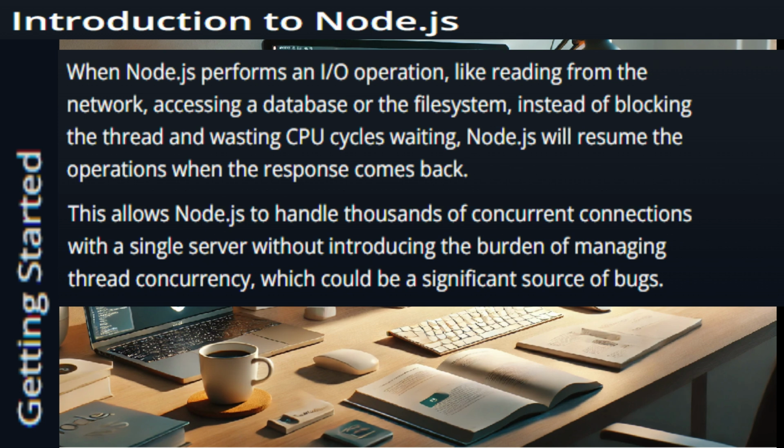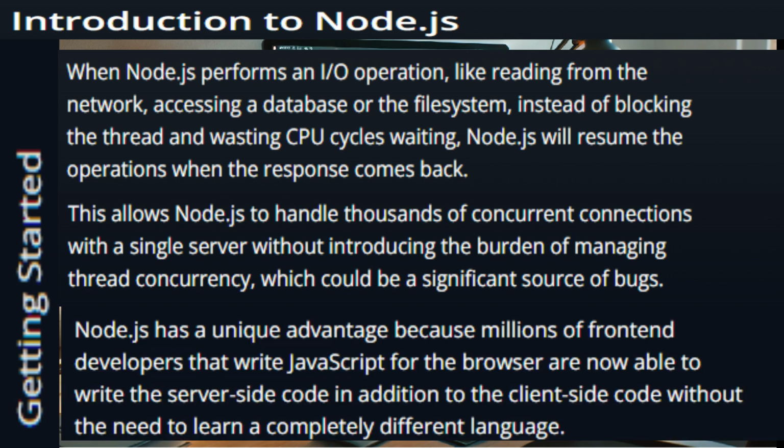This allows Node.js to handle thousands of concurrent connections with a single server without introducing the burden of managing thread concurrency, which could be a significant source of bugs. Node.js has a unique advantage because millions of front-end developers that write JavaScript for the browser are now able to write the server-side code in addition to the client-side code without the need to learn a completely different language.